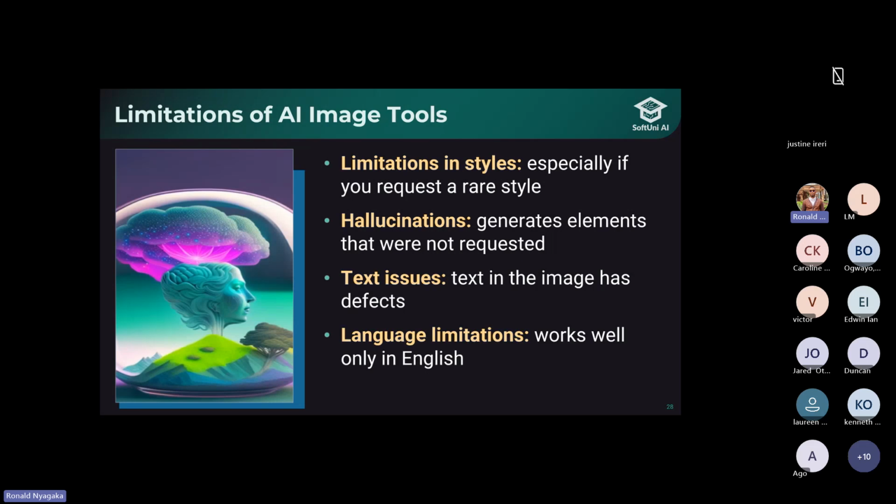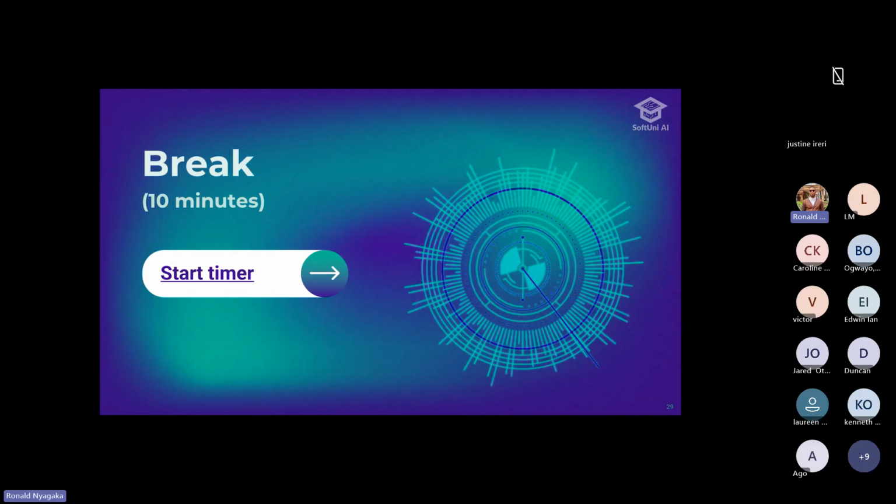The styles, mostly, maybe just a few months ago, but before that, most images that were generated looked cartoony, where you look at an image and you can tell immediately that this is AI generated, and it turns you off. You have hallucinations. It generates elements that were not requested, text issues, maybe the text is misaligned, language limitations. Most AI models work well only in English, so that is a very big one.